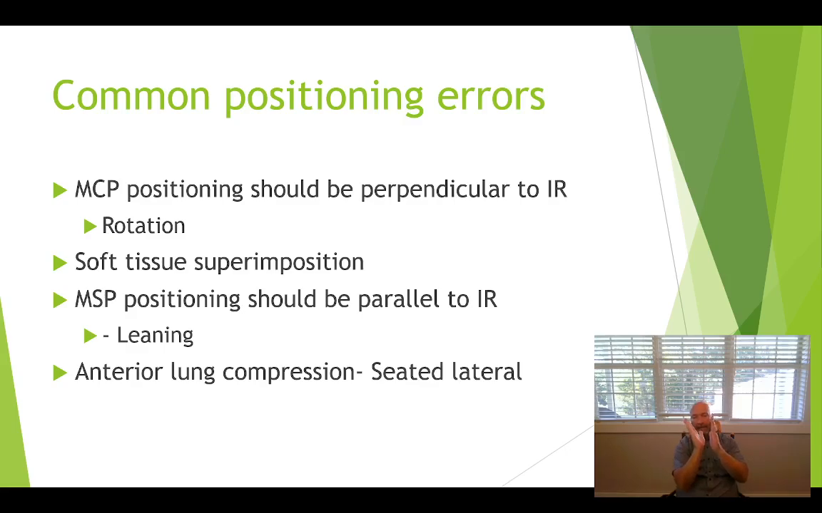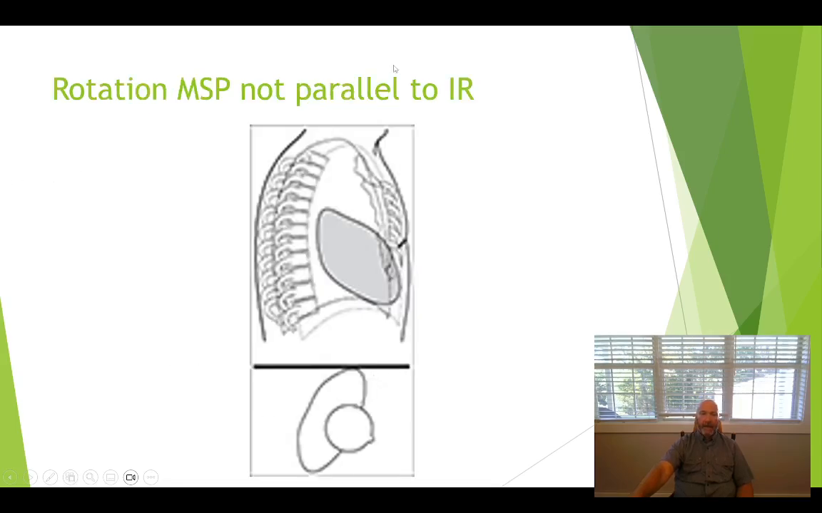But if you've got leaning, because you've got a patient with broad shoulders and narrow hips, and you told the patient, I want you to put your side up against there, and they're trying to accomplish what you told them to do, and they put their side up against there, and they're leaning out and away from the image receptor. Or if you've got a patient with broad hips and narrow shoulders, you tell them, I want you to put your side up against there, and they lean into it. Then you have a situation where the mid-sagittal plane is not parallel to the image receptor. Anterior lung compression was what we were just talking about, and I'm going to show you an image of that here in a minute.